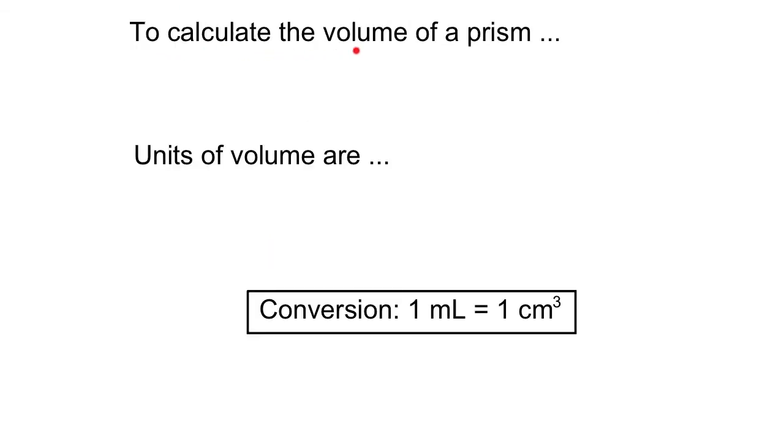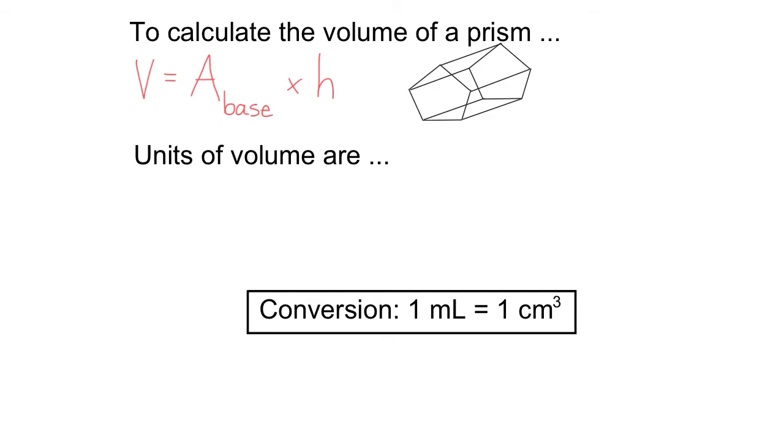To calculate the volume of a prism, you take the area of the base and multiply by the height of the prism. And that works for any kind of prism. For example, here we have a pentagon base on a prism. We would simply need to know the area of the pentagon. That's the area of the base. And we would need to multiply it by the height of the prism. And when I say height, I mean the distance from one base to the other base.